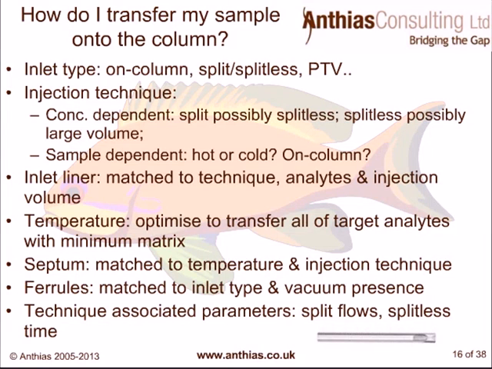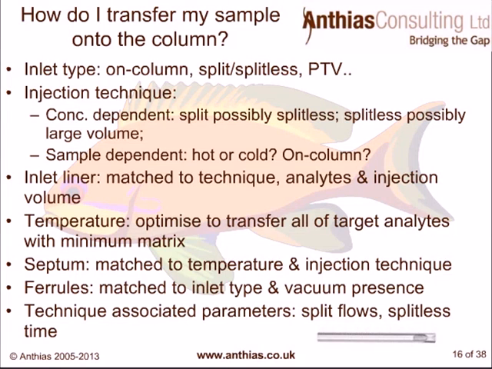We optimize our temperature to transfer all of the target analytes into the column, but keeping as much matrix as possible within the liner. That reduces maintenance and also runtime. Septum needs to be matched to the temperature and the injection technique. Ferrules need to be matched to the inlet type and the vacuum presence. So we wouldn't use a graphite ferrule, especially on the transfer line, with a mass spectrometer at the end of it.